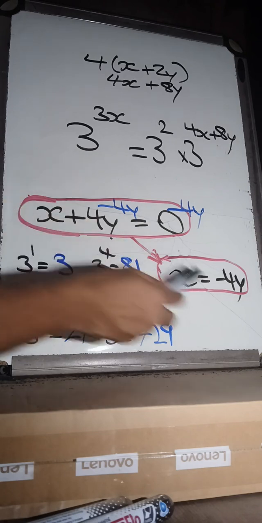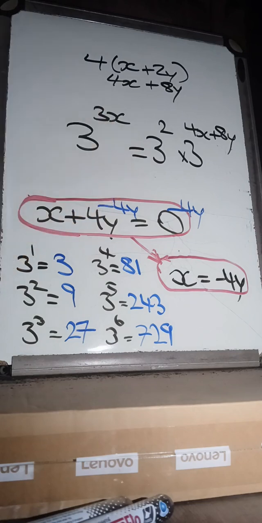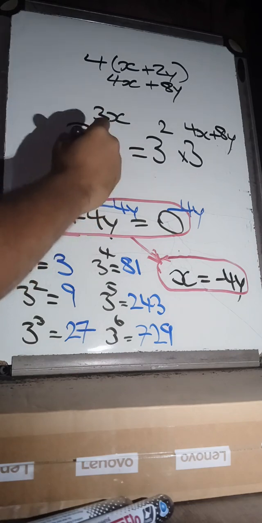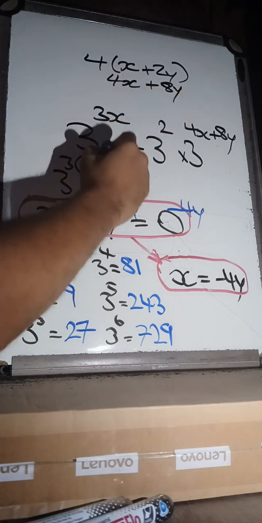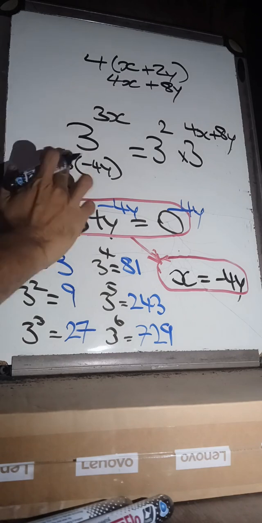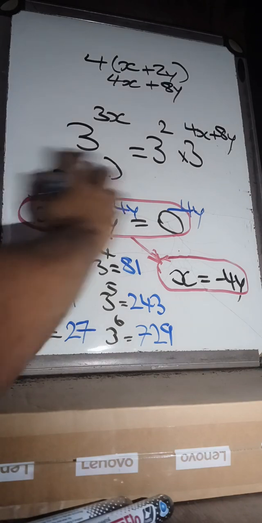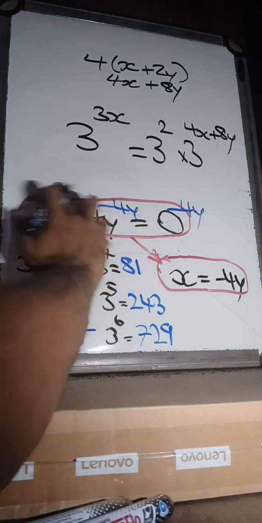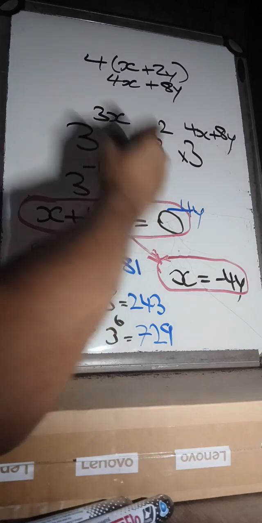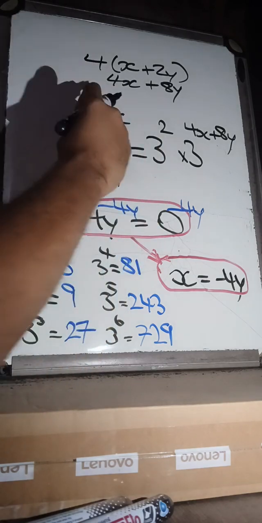So if I take minus 4y and put it here, that is 3 to the 3 times minus 4y. If you multiply that, this is going to be 3 to the minus 12y. So this is 3 to the minus 12y.